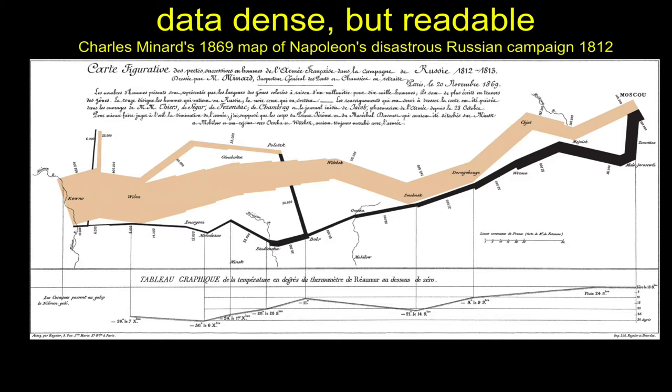Then on the bottom here, we're talking about the temperature. This is environmental conditions on the bottom. These guys are marching, marching, marching. They're going up, going up, going up. And I should say the beige is the advancing part of the story. The black is the retreat when they turn around and head back.